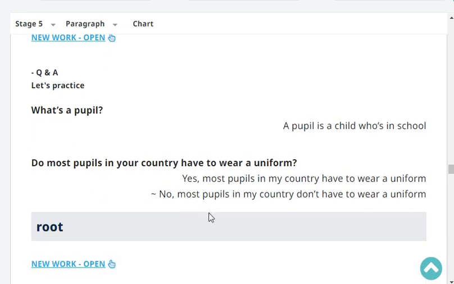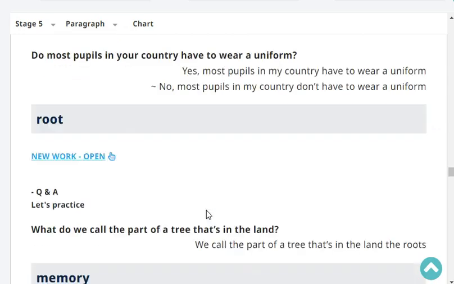What's a pupil? A pupil is a child who's in school. Wait, one more. A pupil is a child who's in school. Do most pupils in your country have to wear a uniform? Yes or no? Yes, most pupils in my country have to wear a uniform. Very good.